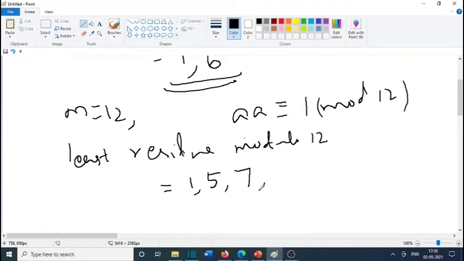Next, 8 into 8, 64. 64 minus 1 is not a multiple of 12. 9 into 9, 81. 81 minus 1, 80, is not a multiple of 12. 10 into 10, 100. 100 minus 1 is not a multiple of 12. 11 into 11, 121 minus 1 is a multiple of 12. 120 is a multiple of 12. So the answers are 1, 5, 7 and 11.